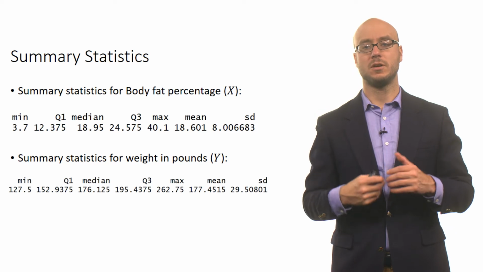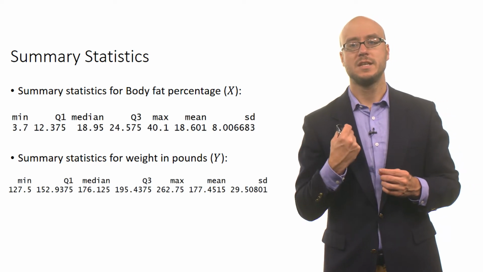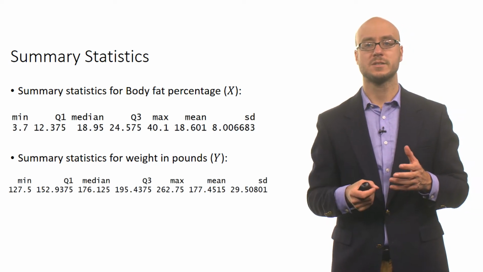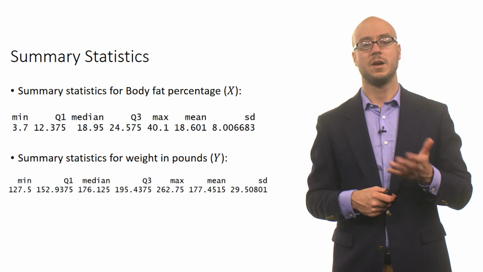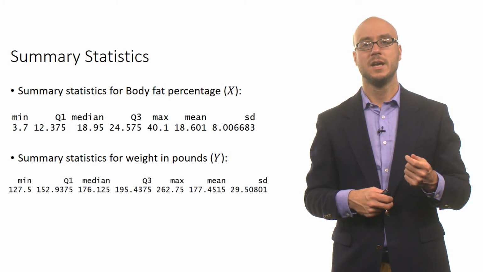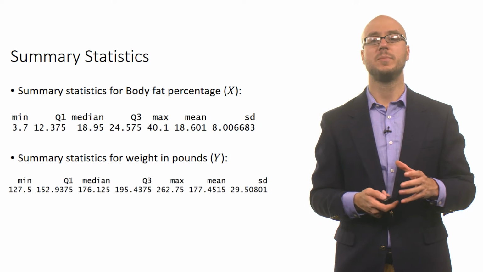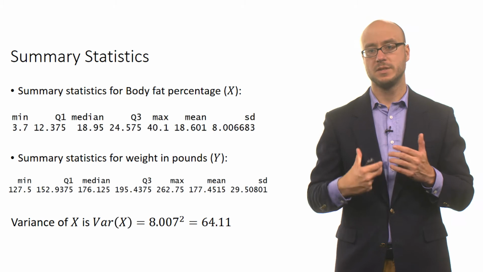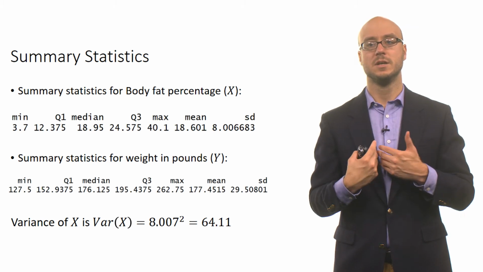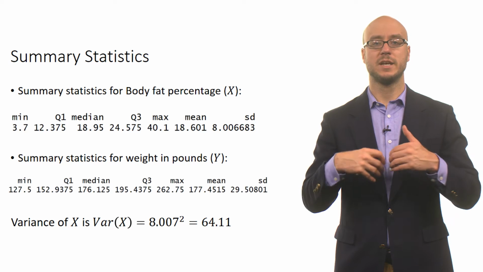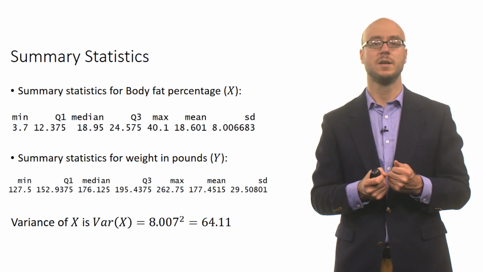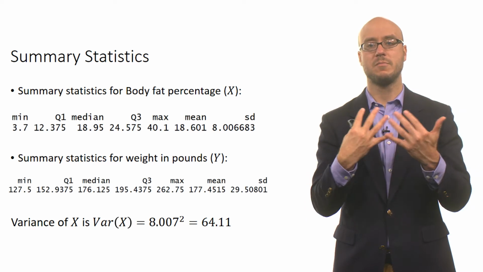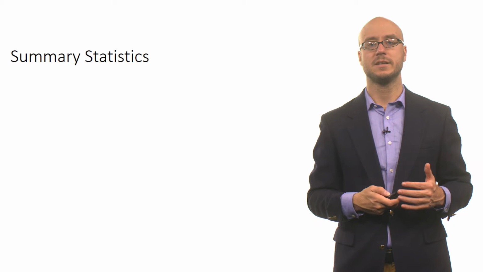For weight in pounds, our y variable in this case, you can see that the mean weight is 177 pounds, the median is pretty close, 176, and then the range is from a minimum of roughly 127 pounds to a maximum of about 262 pounds, give or take. When we look at our x variable, the variance is simply the standard deviation squared. So when you take 8 percentage points squared, you get this measure of variance of 64. And that gives you an overall measure of the amount of variability in body fat percentage in our data set.